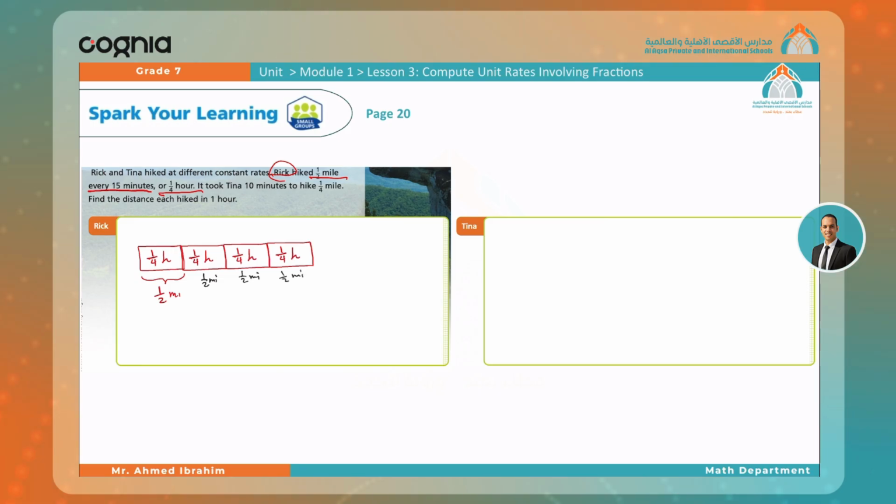So now we have 4 boxes. These 4 boxes are 4/4, which is a whole one, which is the 1 hour. And you can see down here, it's half mile, half mile, half mile, half mile. So together they are 2 miles. Okay, so in 1 hour, Rick hiked 2 miles.